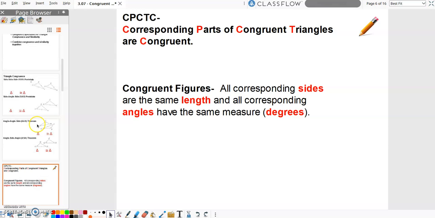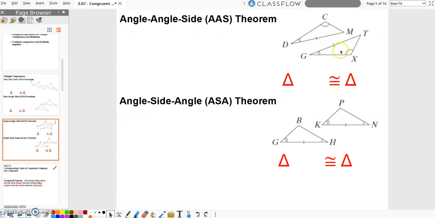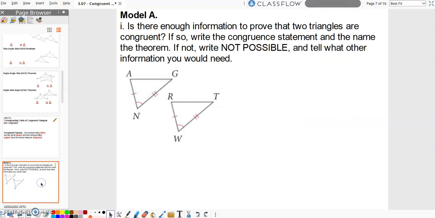We talked about this, so once again, if these two triangles are congruent, so is everything else in that triangle. Model A. Is there enough information to prove that the two triangles are congruent? If so, write the congruent statement and the name of the theorem. If not, write not possible and tell what other information you need.